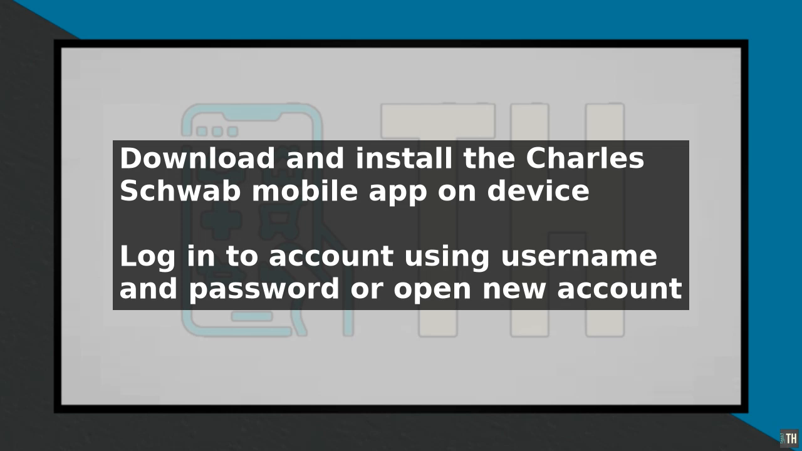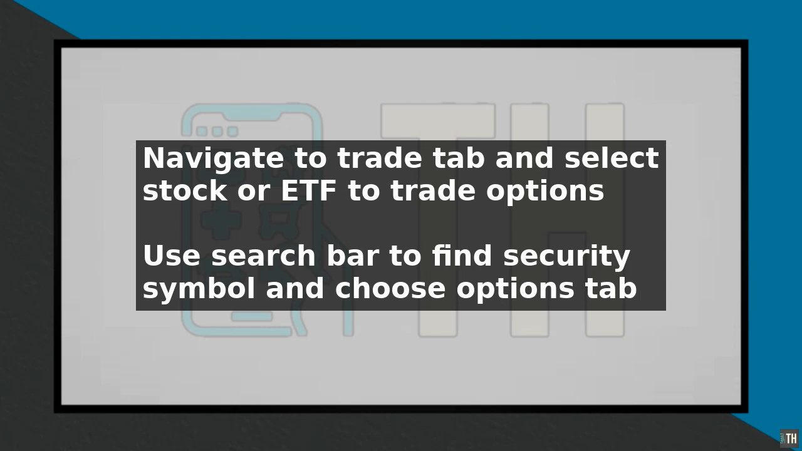To buy or sell an options contract, select the Buy or Sell button and choose the type of option you want to trade. Either a call or a put. A call option gives you the right to buy the underlying security at the strike price, while a put option gives you the right to sell the underlying security at the strike price.